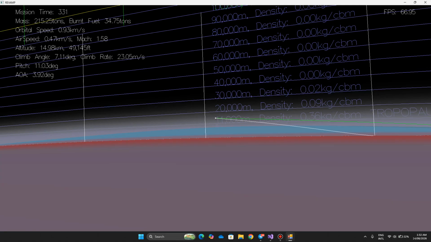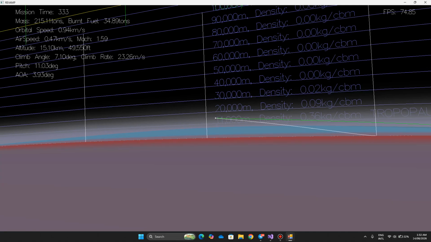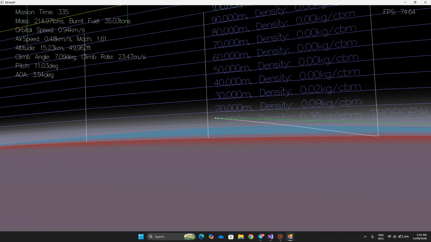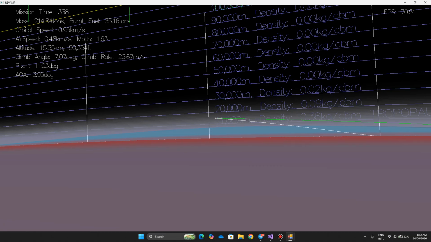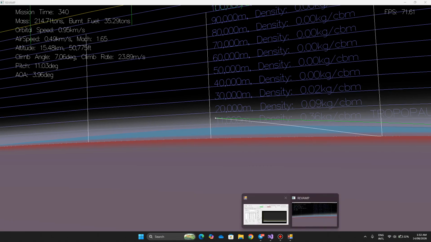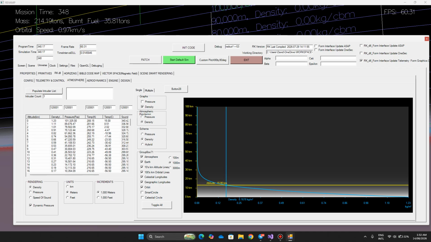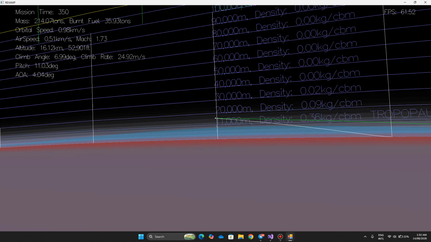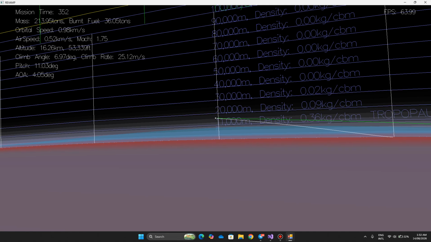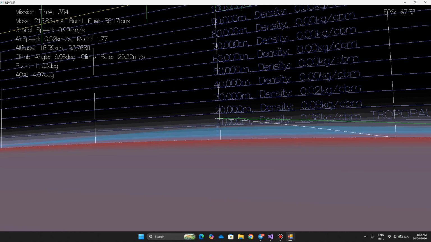We're now at 49,000 feet. We're in the stratosphere now. I'm going to reduce the resolution of the atmosphere. This will give us higher frame rates and a more accurate simulation.